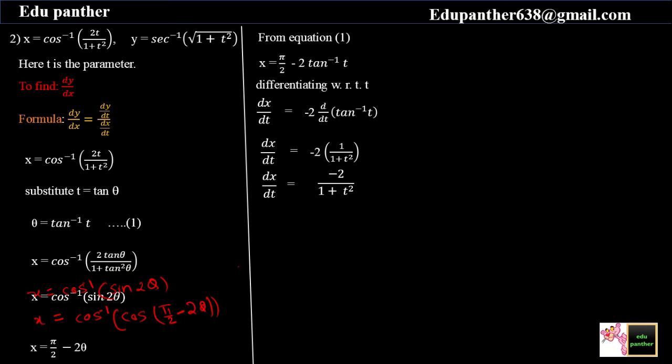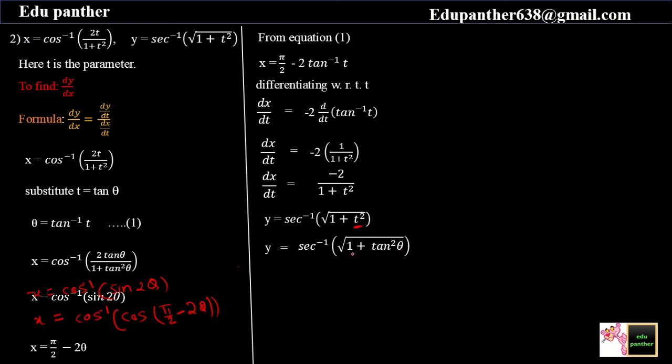Next step, we have to find dy by dt. So what is our y here? Sec inverse of root 1 plus t square. So again we'll go with the same substitution. That means we'll substitute t is equal to tan theta. So y will be sec inverse of, now in place of this t we are taking tan theta. Since it is t square, it will become tan square theta.